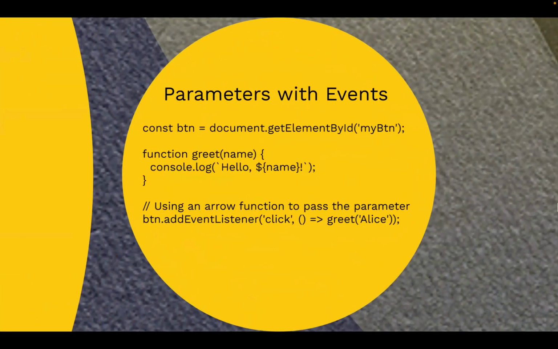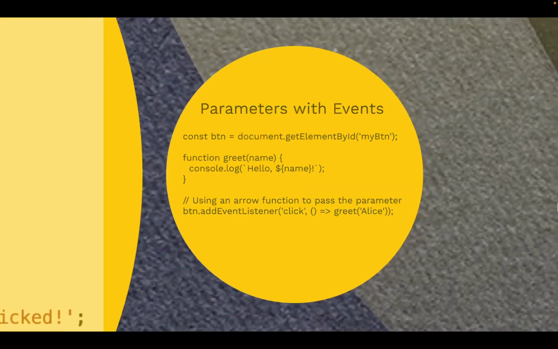Passing parameters with an event function call is a little different since the addEventListener method only provides the event object by default. The most common way to pass a parameter, if you need to, is to use an anonymous function or an arrow function to call your function. Here's an example using an arrow function where the string Alice is sent as a parameter to the greet function.